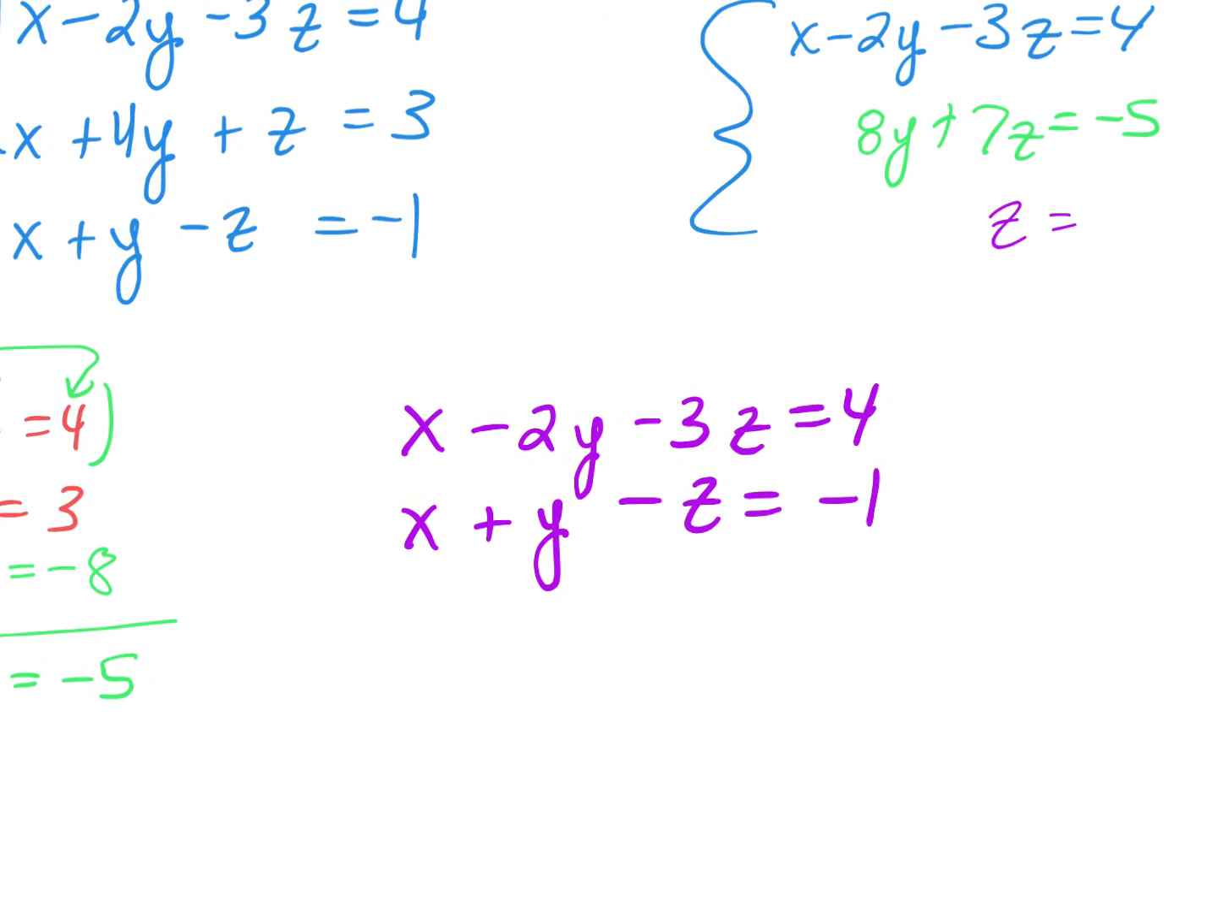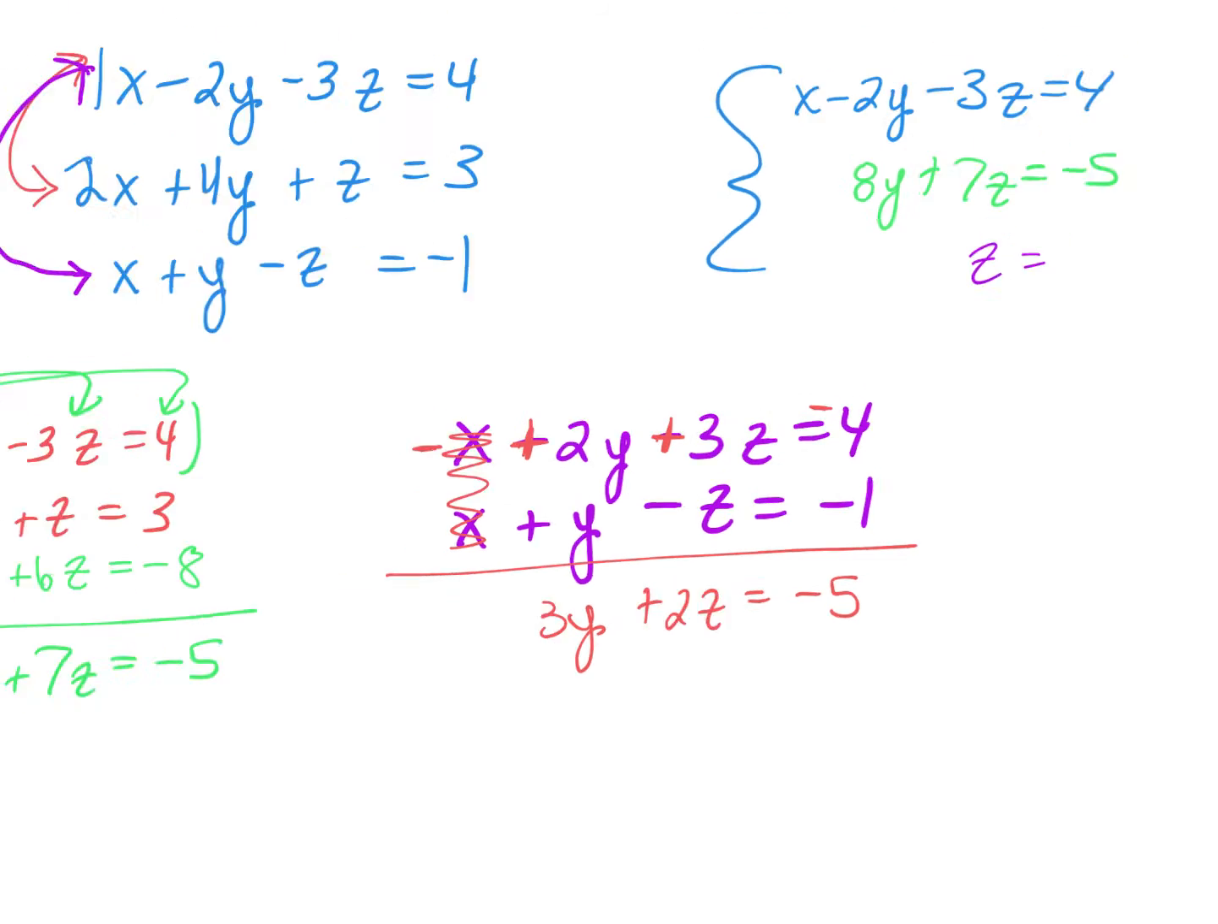I'm multiplying by -1. So if I multiply positive x by -1, it becomes negative x. Negative 2y times -1 becomes positive 2y. Negative 3z times -1 becomes positive 3z. -1 times 4 becomes -4. You guys agree? Okay. So now my x's will cancel out. 2y plus 1y gives me 3y. Positive 3z minus 1z gives me 2z. And -4 and a -1 gives me a -5.